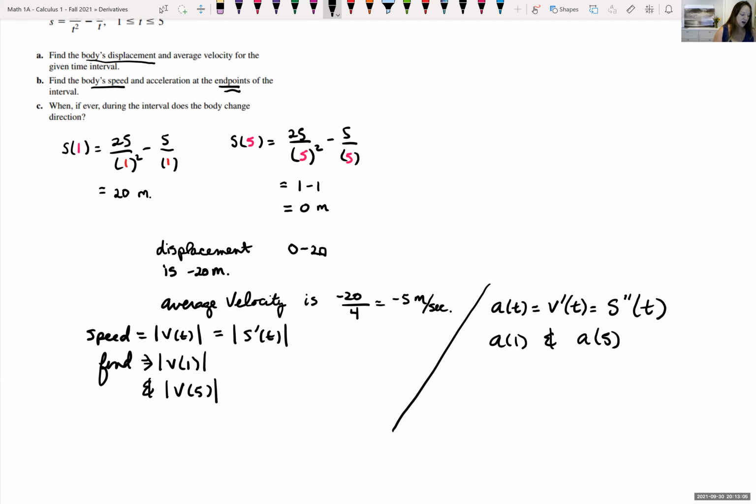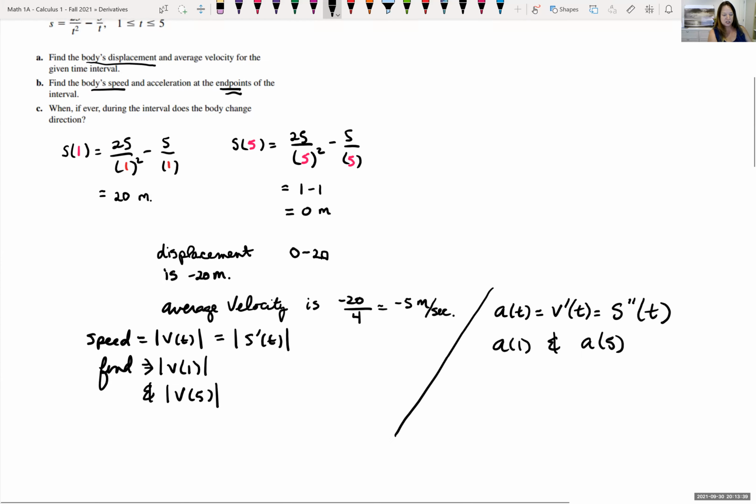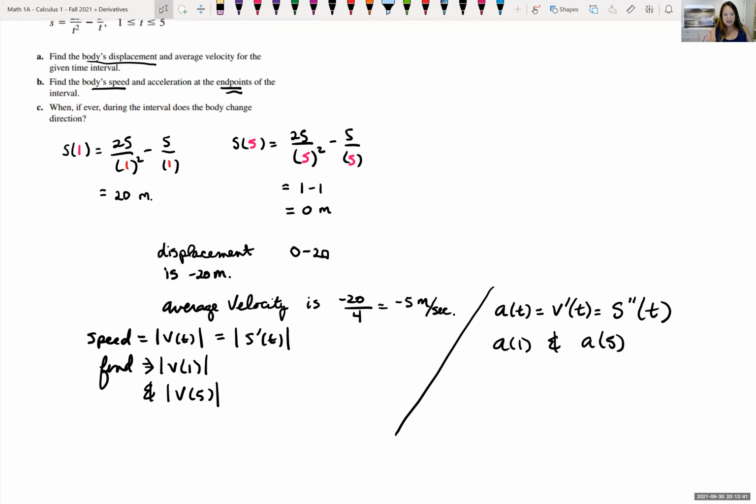That last question, part C, says, when, if ever, during the interval does the body change direction? We can tell if it's changing direction based off of the velocity. If it's going forward, we know that the velocity is greater than 0. If it's going backwards, we know the velocity is less than 0. So we want to find when it's equal to 0 and test sides to see if our signs are changing. Will it be opposite signs when we look at values on each side of where it's equal to 0? If so, then it's changed direction. If we've gone from positive velocity to negative velocity, that's changed, or negative velocity to positive, that's also changed.